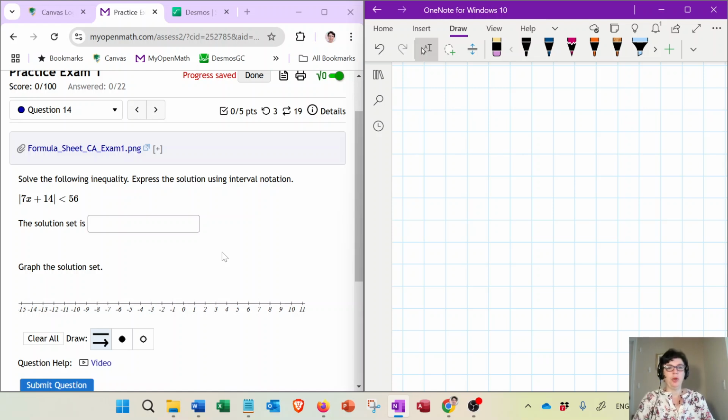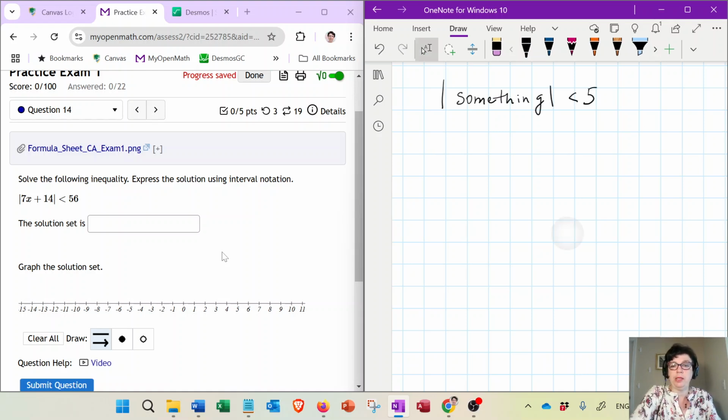Okay, guys, let's talk about solving absolute value inequalities. How do we do that? Now, there are two types of absolute value inequalities. The first one will look like this. It's going to be the absolute value of something, either less than a number or less than or equal to a number. So let's just say that's less than a number.